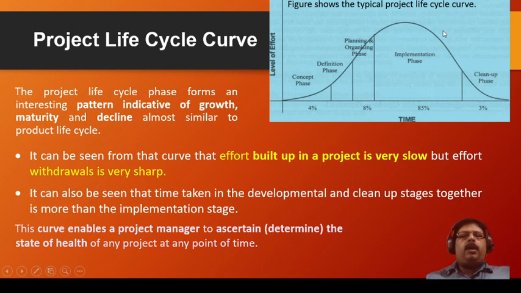Why do we need this curve? That is a question that comes to mind. This curve helps the project manager to determine the stage and health of our project, meaning in which stage they are and how the project is going on. It is always helpful for the project manager to monitor their projects. So this was regarding the project life cycle curve, and I hope you understood what a project management life cycle and a project management life cycle curve are. Thank you for watching this video.